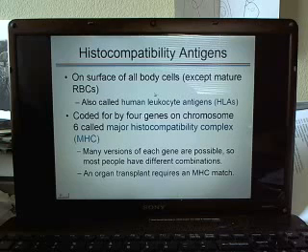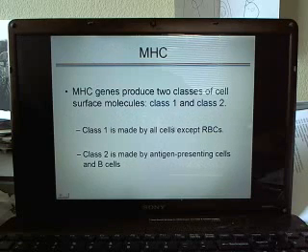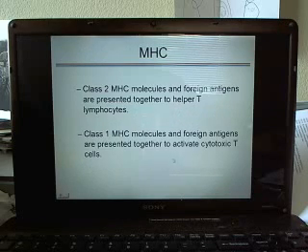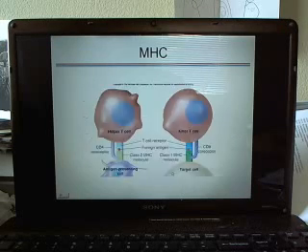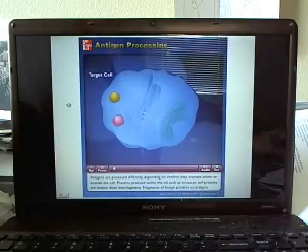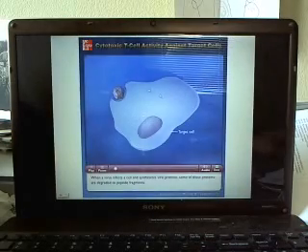Histocompatibility is tissue compatibility. Know what an MHC is, major histocompatibility complex. Know that they present foreign antigens to both T and B cells. They are processed differently.